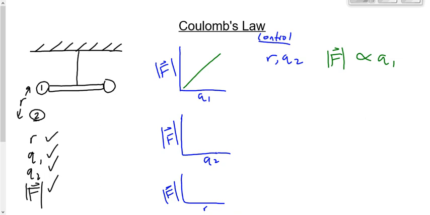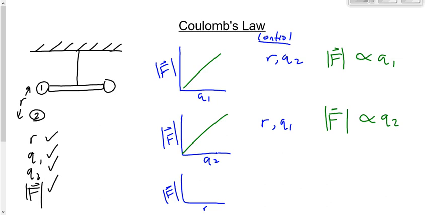Now, in the next experiment, he manipulates Q2. What are the control variables in this one? Should be like crazy easy now. What do we got to keep the same? R value and Q1. Yeah, Q1. When we plot this graph, we get, once again, a straight line. That's a linear relationship. That means that as Q goes up, F goes up as well. They're linearly related. They're directly proportional. F is proportional to Q2.